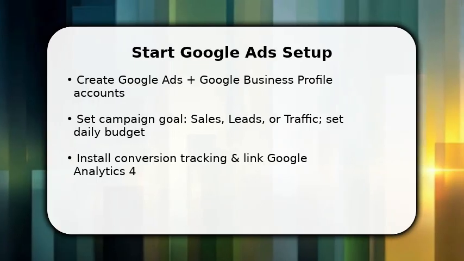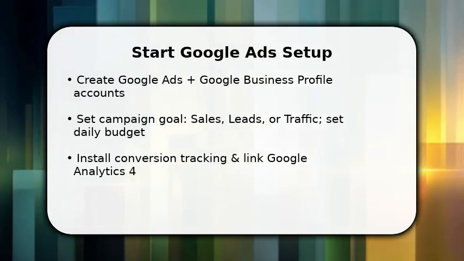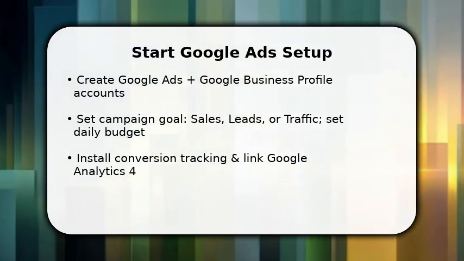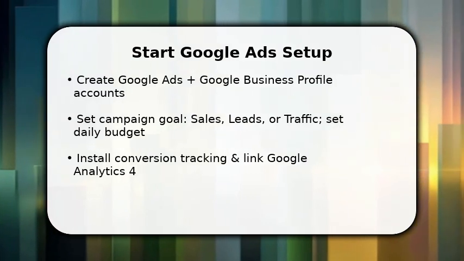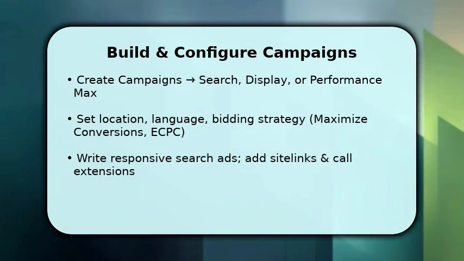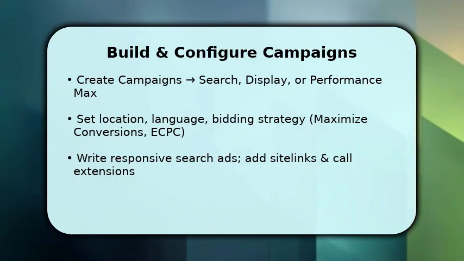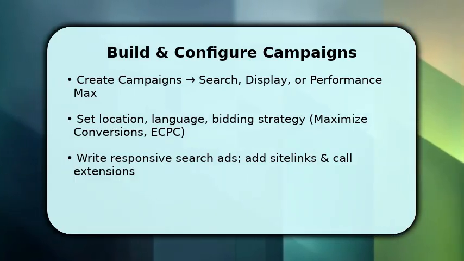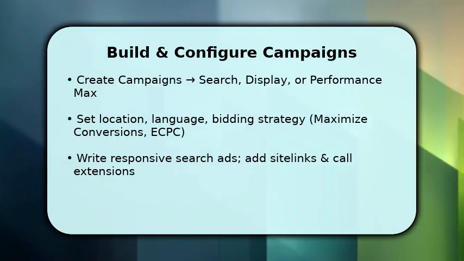Do basic keyword research now, grouping terms by intent so your first campaign launches with focused ad groups. You now build the campaign structure. Pick search, display, or performance max depending on intent. Once chosen, narrow locations and languages to your market.